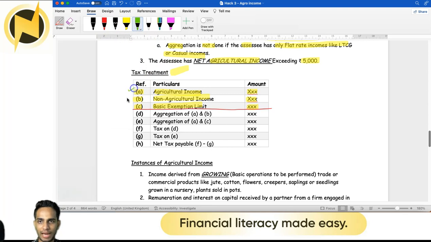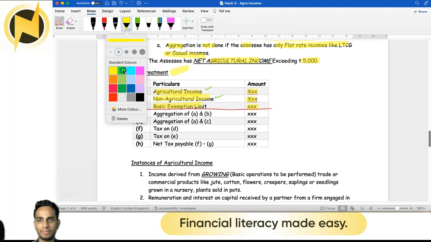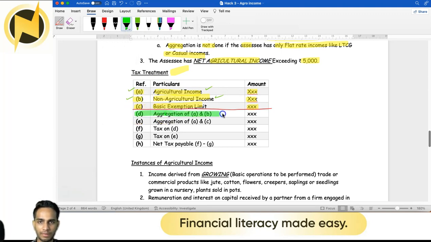Take A and B. That is your agricultural income and non-agricultural income. Add it and write as item number D. Yes. Next, take your items A, agricultural income, and your basic exemption limit, A and C. Add it and write it as E. Now take your pen or pencil, strong underline here.